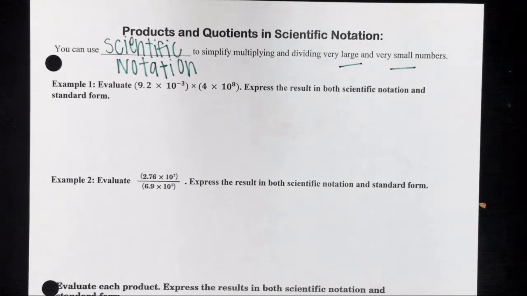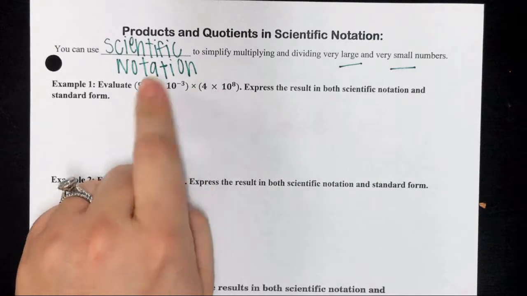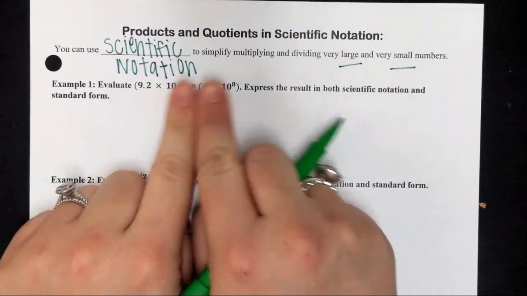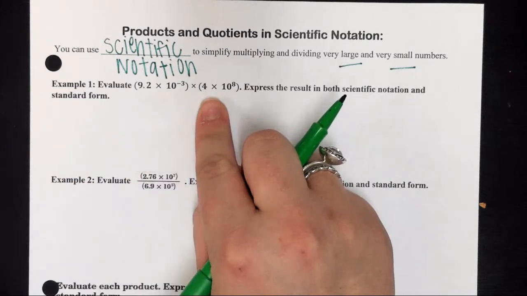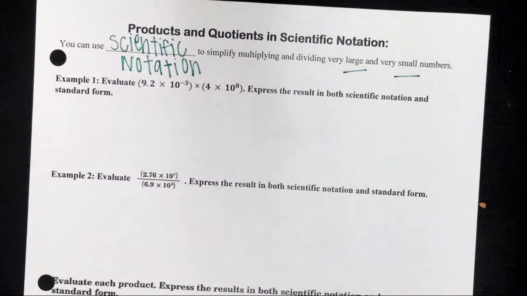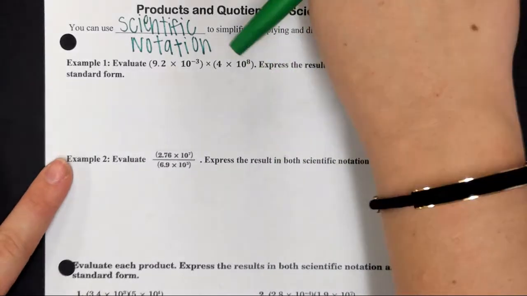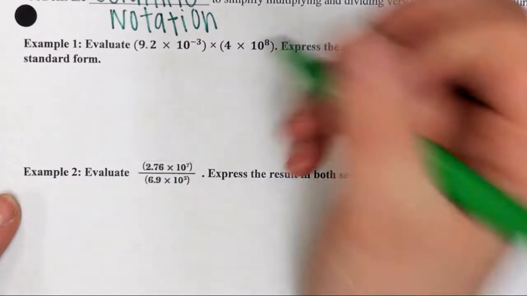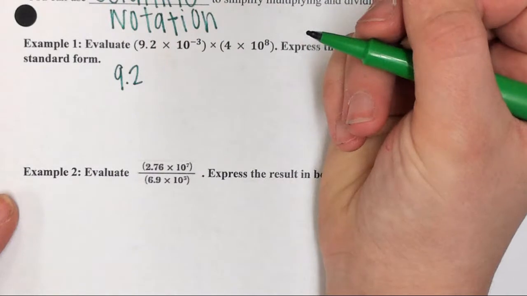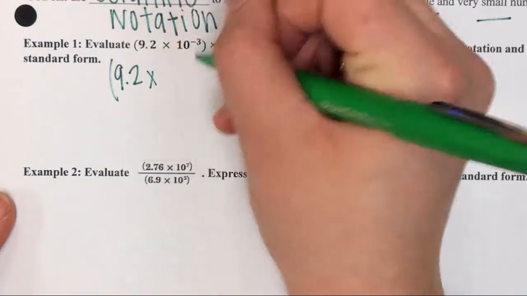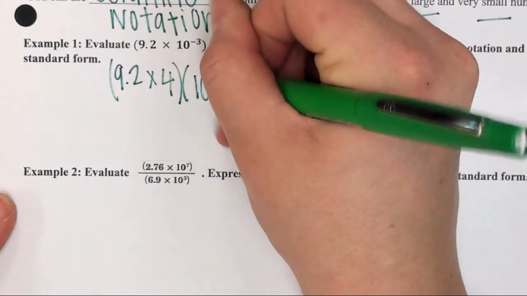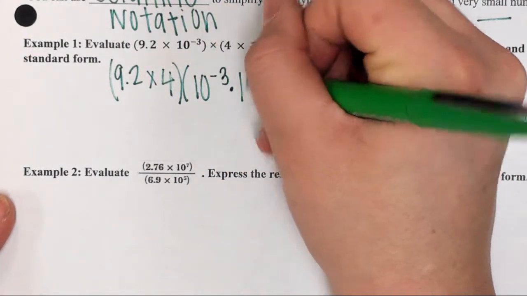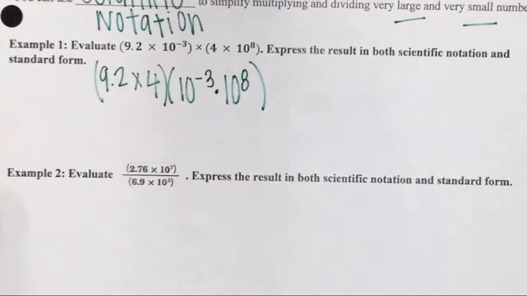Now, what we are going to practice doing is multiplying and dividing these scientific notation numbers. So here's your first one and here's your second one. I need to multiply these. So the first thing you need to do is basically what I call combine like terms. So let's combine our numbers and then combine our exponents. So put 9.2 beside each other. 9.2 times 4. And then your exponents, 10 to the negative third times 10 to the 8th.